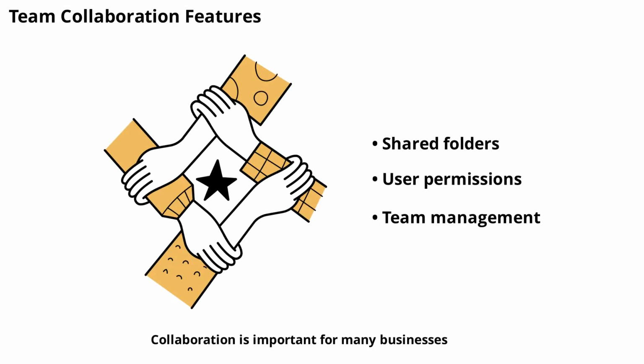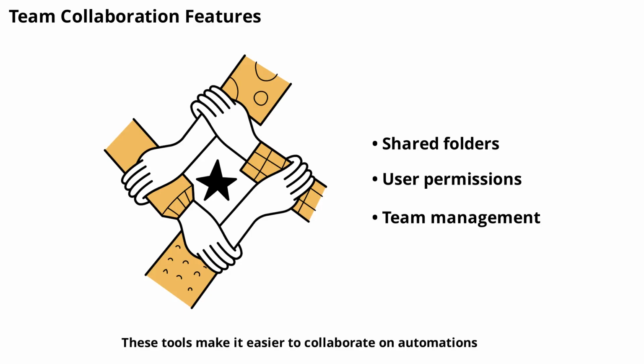Collaboration is important for many businesses. The Pro and Enterprise plans offer features for team management, such as shared folders and user permissions. These tools make it easier to collaborate on automations and maintain control over who can edit or run Zaps.